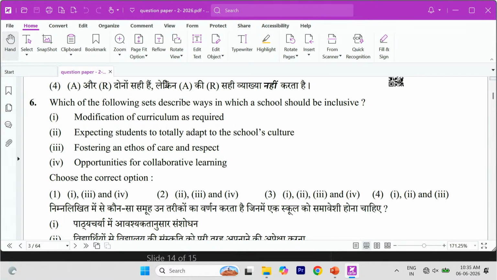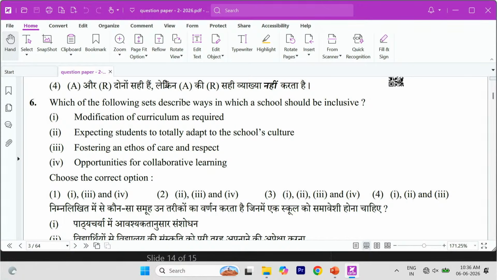Then, expecting students to totally adapt to the school culture. Now, when it comes to inclusion, first, what is the meaning of inclusion? Welcoming, acceptance, and valuing diversity. But here, when you look at this option, do you think this is the correct option, one that goes with the question? Because it talks about ways in which a school should be inclusive. A school cannot be an inclusive school when we expect the students to adapt to that school culture. The school has to change. It's not the student or the child who has to change. If the child has to change, then it is not an inclusive school. So we can easily exclude this option.